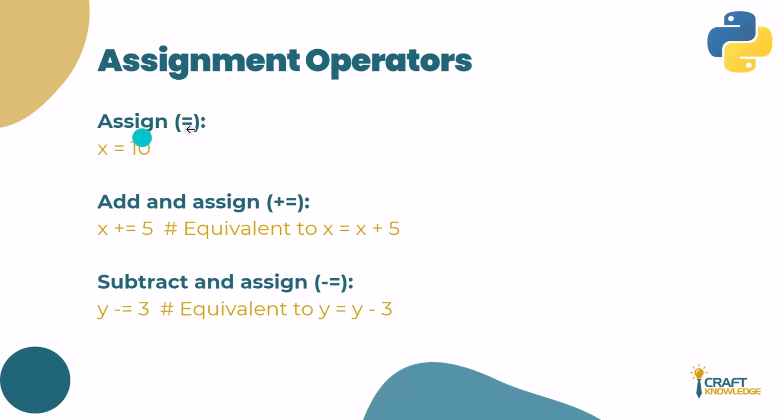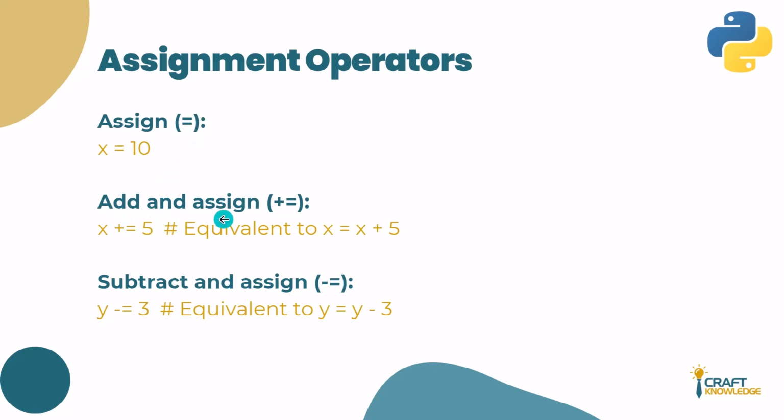Okay, so we have the assignment operator over here. This equal to sign refers to the assignment operator. We already know that it assigns the value on the right hand side to the variable on the left hand side. Cool. But we also have the add and assign operator, the subtract and assign operator, multiply and assign, divide and assign, and so on. You can make a combination of assignment and almost all the arithmetic operators. So how does it work?